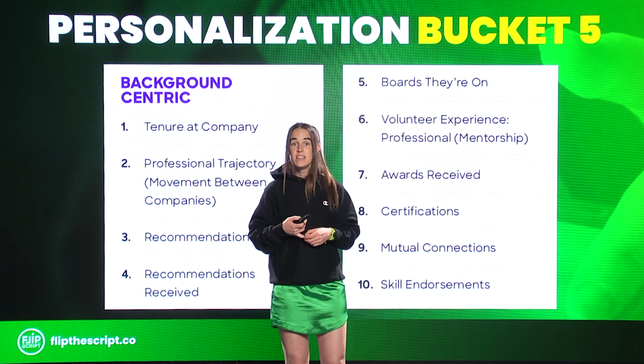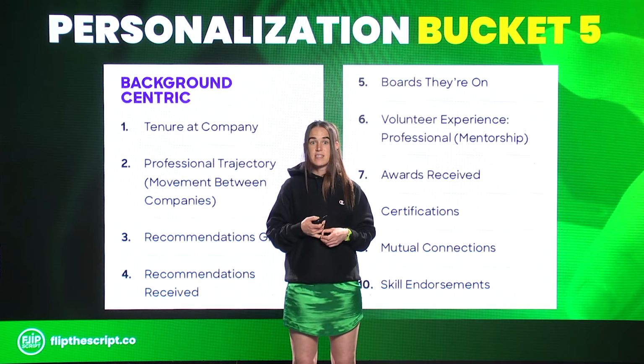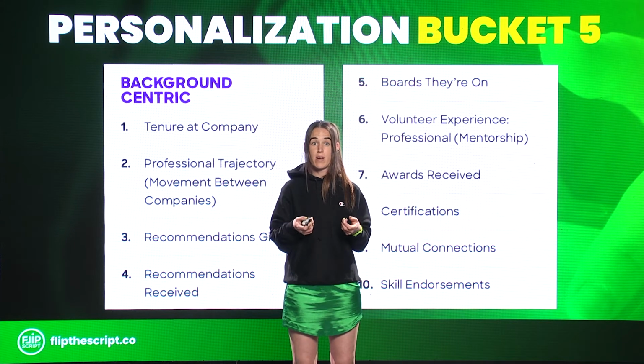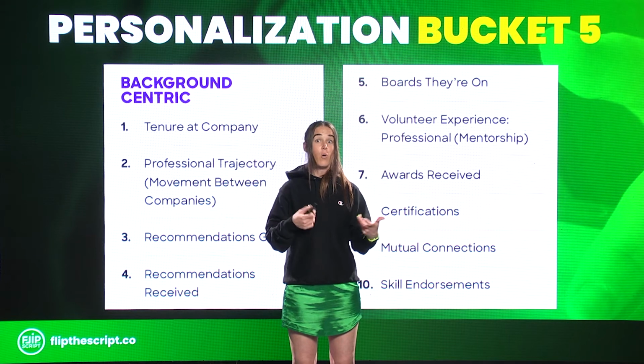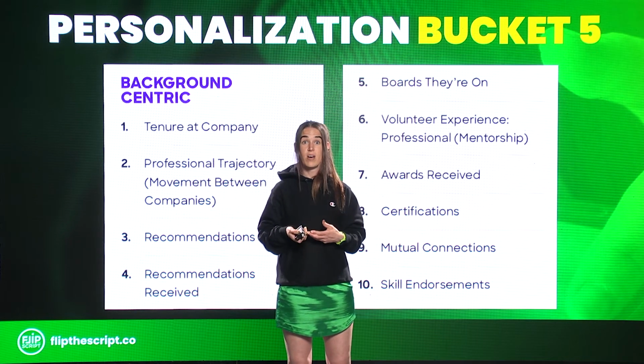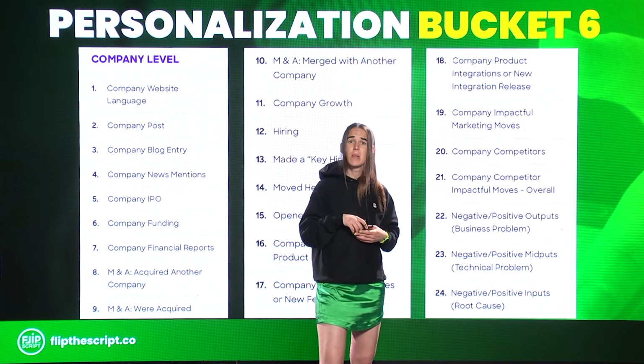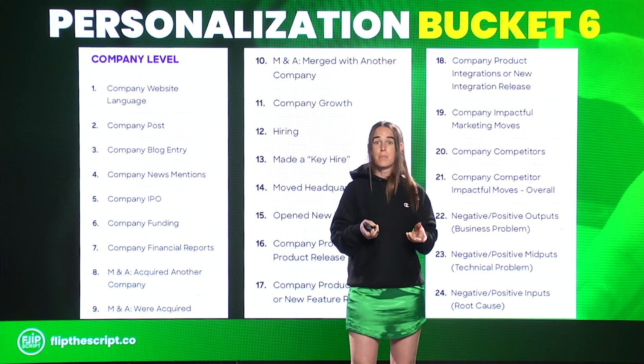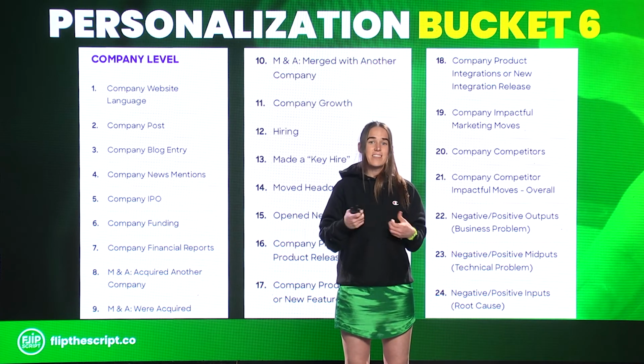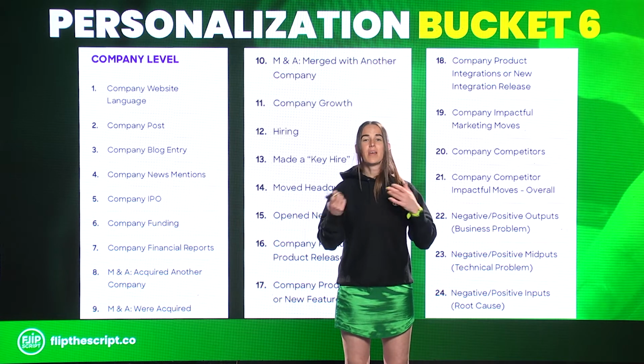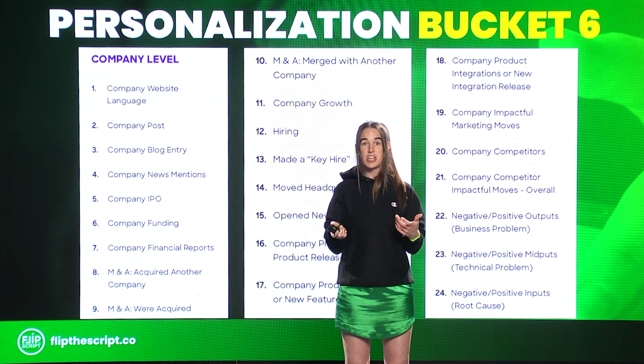Bucket 5 is going to be background centric. This is anything about their professional background: tenure at the company, professional trajectory between companies, awards that they've received, boards that they're on, etc. And then the last bucket here is going to be company level. So this isn't technically personalization. It's not really a liquid. It's not a solid. It's a gel.